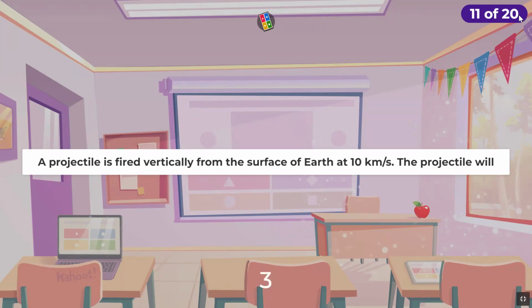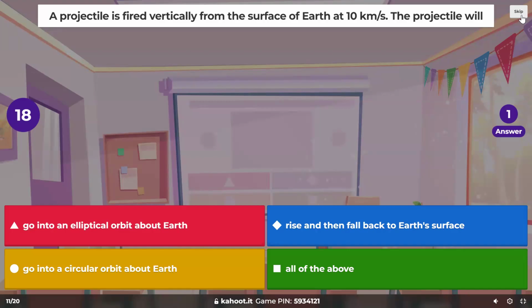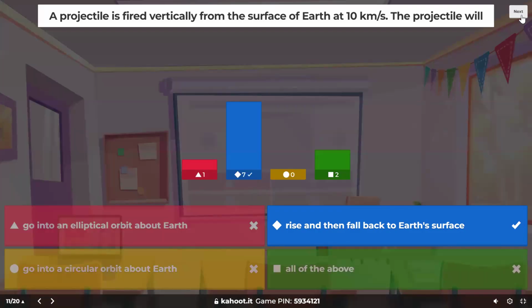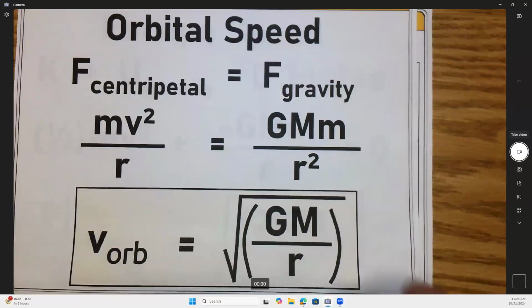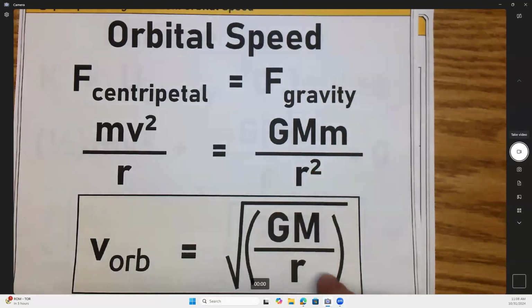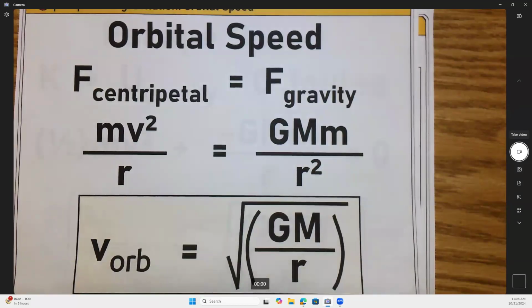A projectile fired vertically from the surface of the Earth at, say, 10 kilometers per second. Take a guess. What's going to happen? Yeah, rise and fall back down. Now, Chris, get back this up. So there's different speeds going on. You guys know orbital speed. If you run the numbers for Earth, this ends up being 8,000 meters per second about.